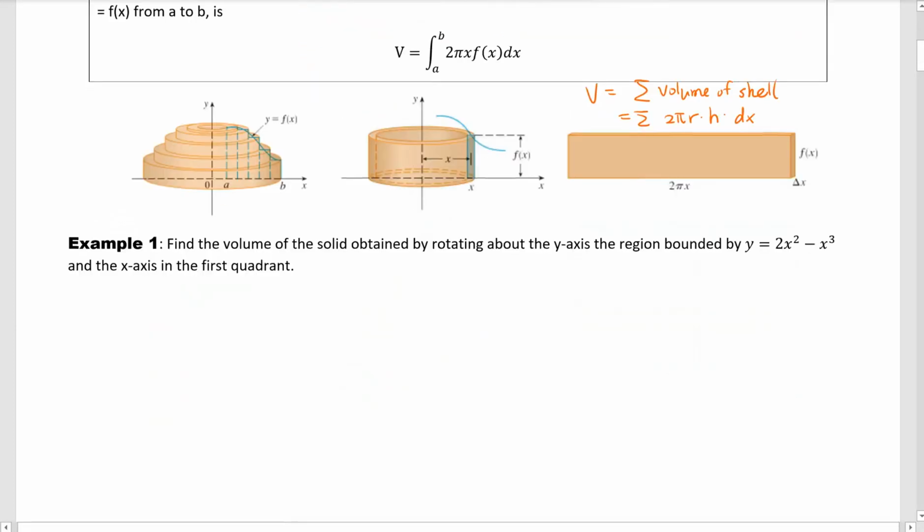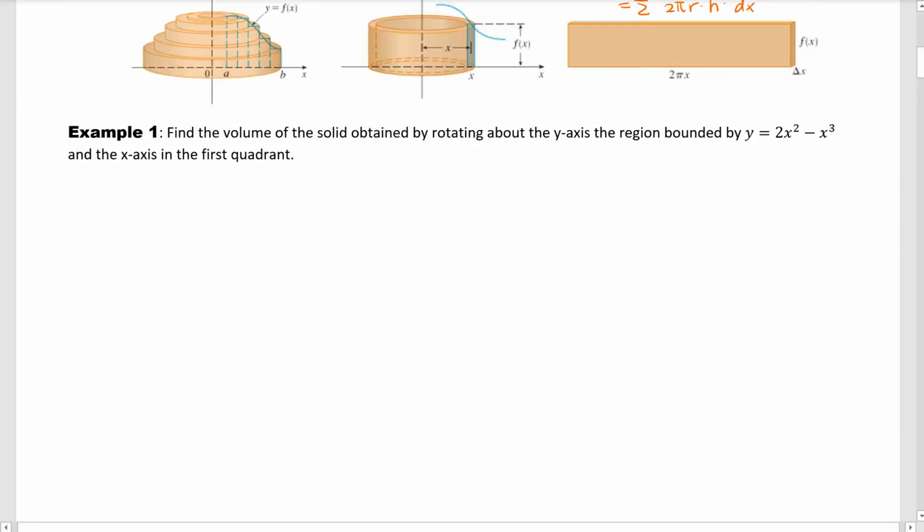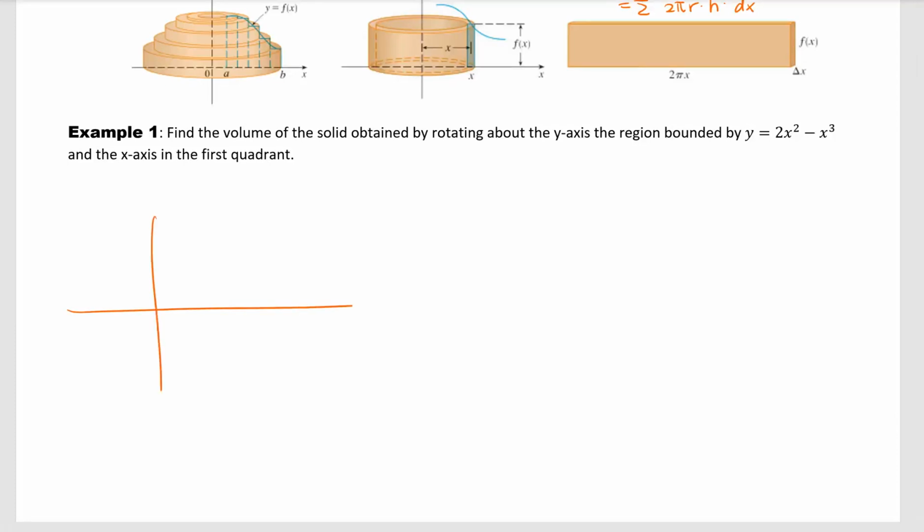Okay, so let's continue. Example 1: find the volume of the solid obtained by rotating about the y-axis the region bounded by this function and the x-axis in the first quadrant. Okay, so let's draw a picture. What is this function? We have a common factor x squared. After we factor out x squared, we have 2 minus x, right? And so that will give us the x-intercepts 0 and 2.